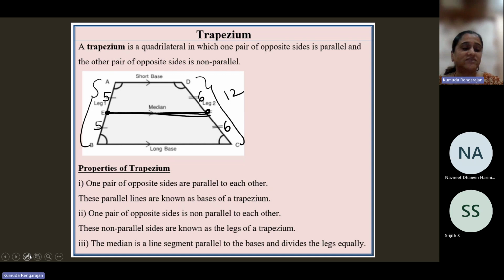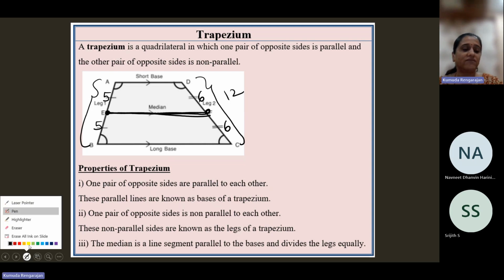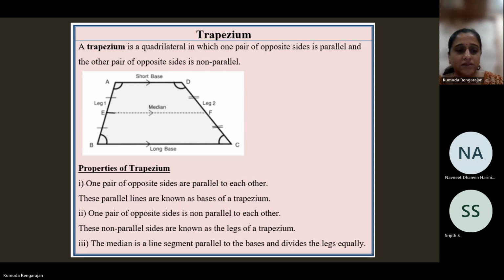It divides the legs equally. This is the median. Median is a line segment. It is parallel to the bases. And it divides the legs equally. These are the legs. It divides them equally.